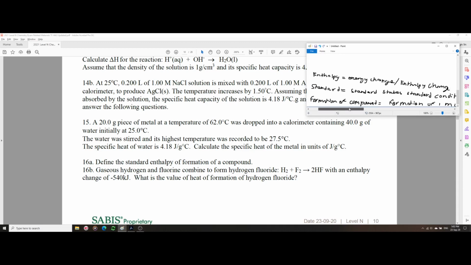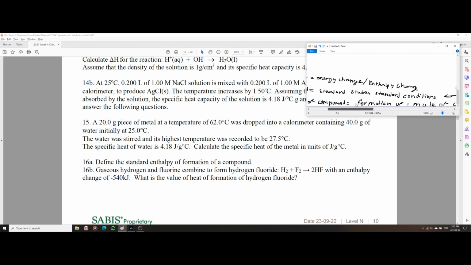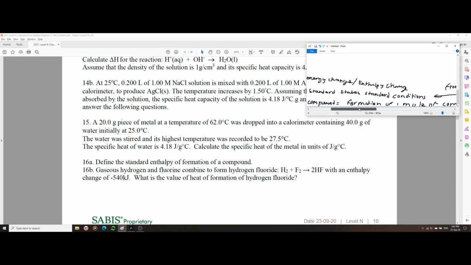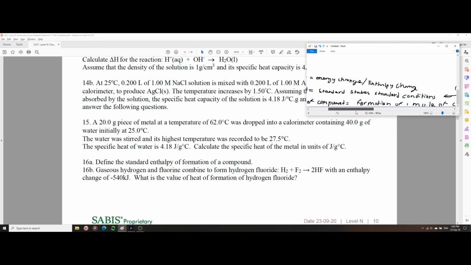I personally use it to memorize this. For me, I break this into parts: standard enthalpy formation of a compound. Enthalpy means energy change, or enthalpy change. Standard means standard states and standard conditions. Formation of a compound means formation of 1 mole of a compound. From where? That's the question. From its elements. So now link all of this together.